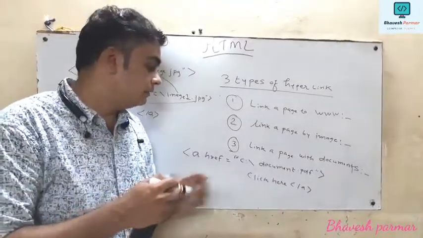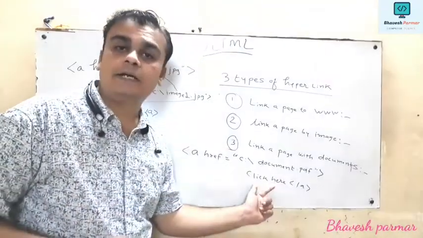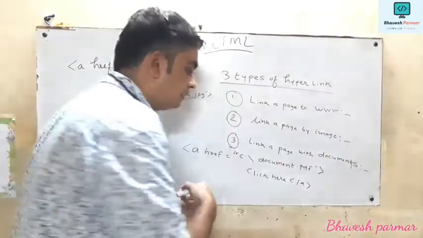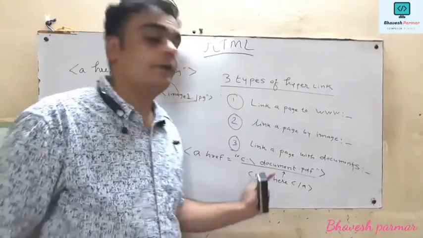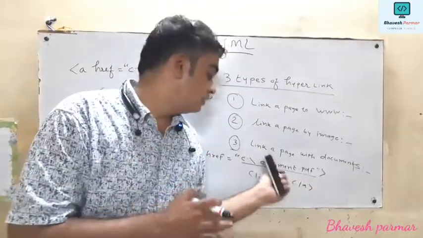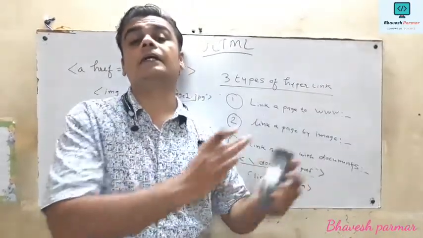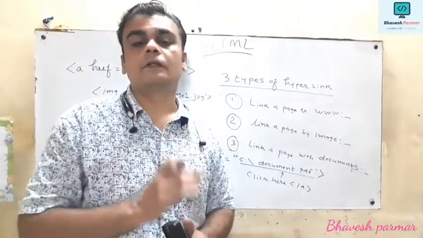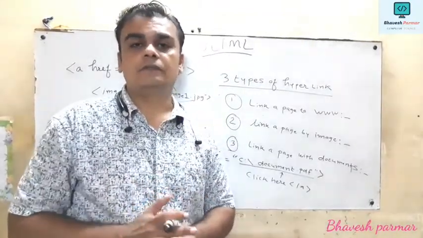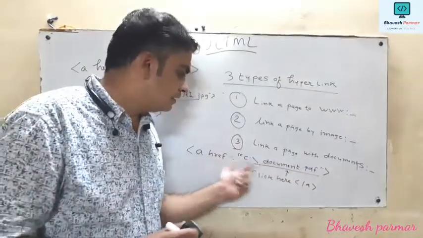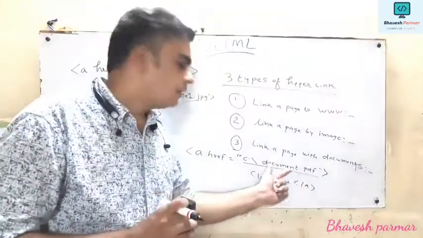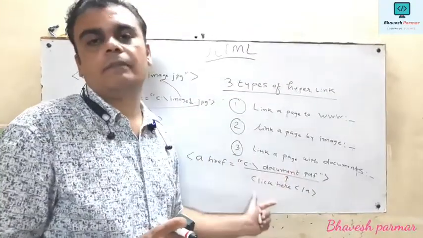So what happens when user click on this particular text, Click here? What it will try to do? It will open this PDF file. And if you are using Google Chrome, then this document.pdf file is automatically downloaded in your download section. So you can easily visualize this. So in this way, I can link multiple types of files with my web page.